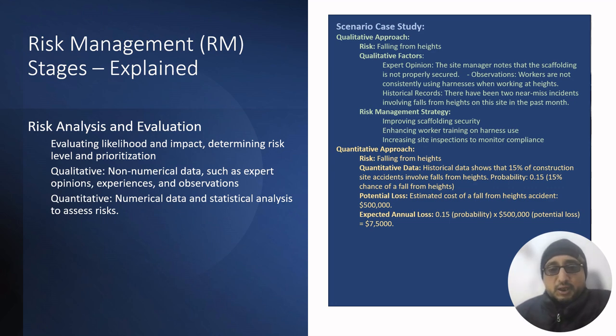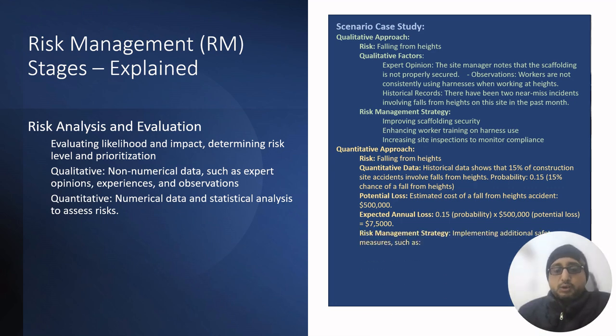So first of all, from the data, we came to know that 15% of all the construction incidents belong to falls from height, which means the probability of a fall from height incident is 15% or 0.15. The potential cost of the incident is $500,000. So to calculate the expected annual cost of the incident, we multiplied both of them, the probability 0.15 and the expected cost, which was $500,000. By multiplying them, we got the expected annual cost, which is approximately $75,000.